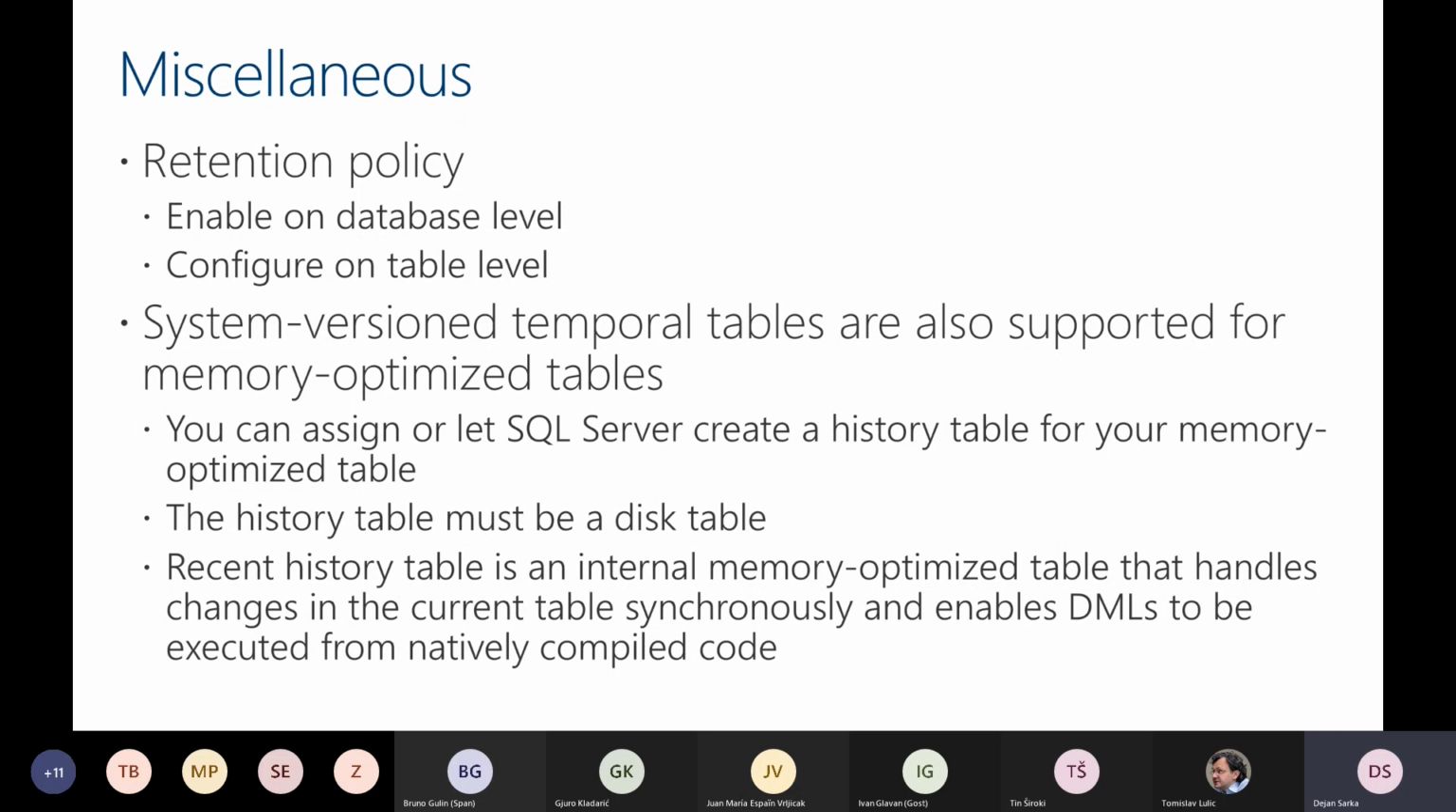From 2017, we can also use system version tables for memory optimized tables. However, history table is on disk, and this would slow down memory optimized tables if any change would be first written to disk and then made in the memory optimized table. So with memory optimized tables, SQL Server adds a hidden memory history table for the recent changes, and this one is then asynchronously flushed to the history table which resides on disk.